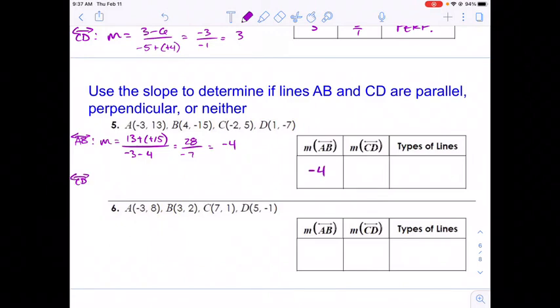For CD, we're going to look here, we're going to get 5 minus a negative 7 over negative 2 minus 1, plus plus, which gives us 12 over negative 3. Divide that, gives us negative 4. So because they're the same, these lines are parallel.